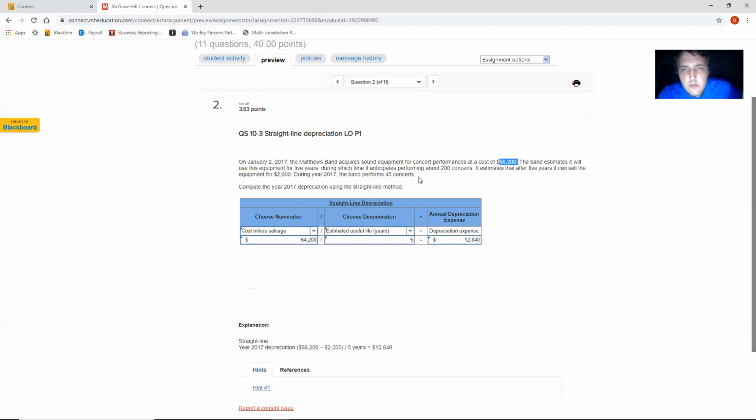Yep, 5 years. And so we also have a residual value here of 2,000. So when we take the straight line depreciation, we'll take the cost minus that residual value, because we're not going to depreciate less than the residual. That amount gets us the cost minus salvage. We divide that by the useful life, and that gets us our annual depreciation expense. Every year for those 5 years, we'll expense this amount.